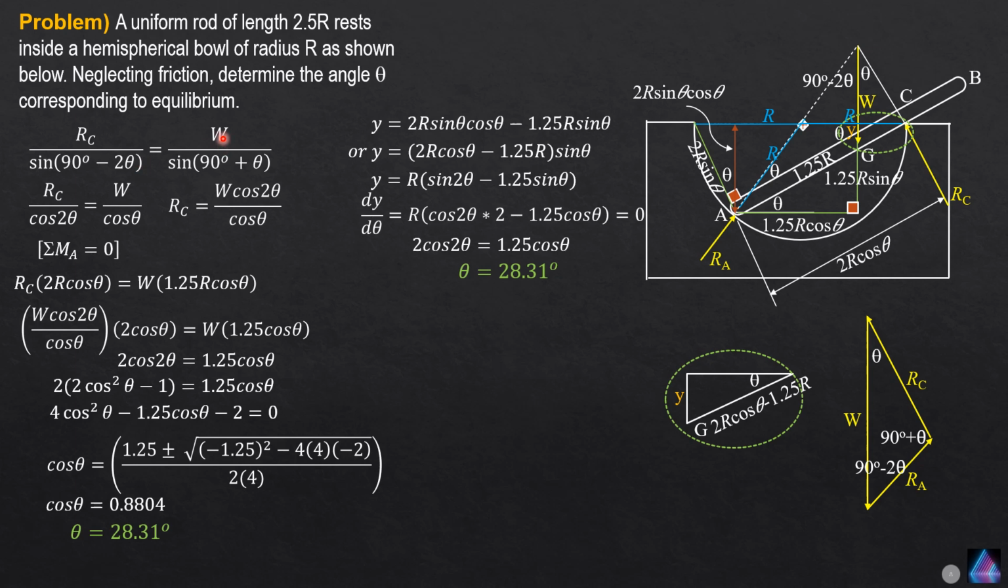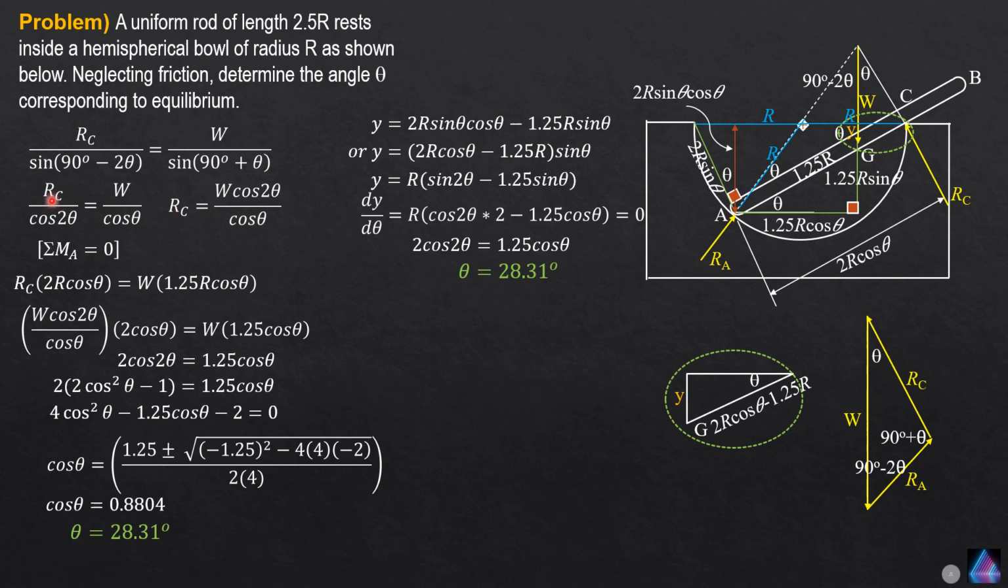For the right side, sine of 90 degrees plus theta is sine 90 cosine theta plus cosine 90 sine theta. So sine 90 is 1, so 1 times cosine theta. So this is cosine theta, because the other term is cosine 90, which is 0 again, times sine of theta. So sine of 90 degrees plus theta is cosine theta.